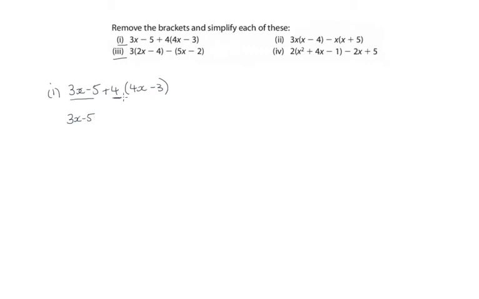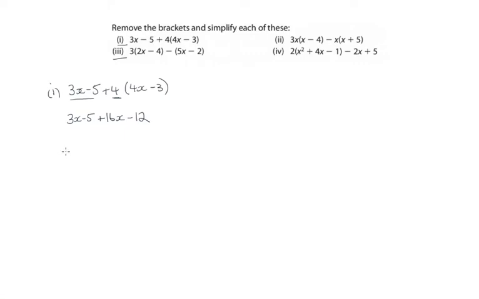Now, plus 4 multiplied by 4x, that would be plus 16x. 4 by 4 is 16, and the x comes down with it. Now, plus 4 multiplied by minus 3. That's a plus multiplied by a minus, so it's going to be a minus. So 4 by 3 is 12. That's minus 12.